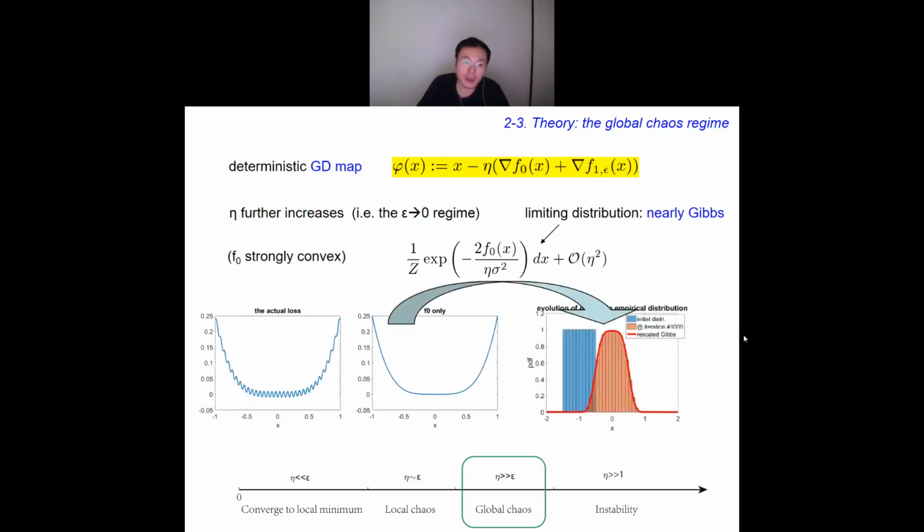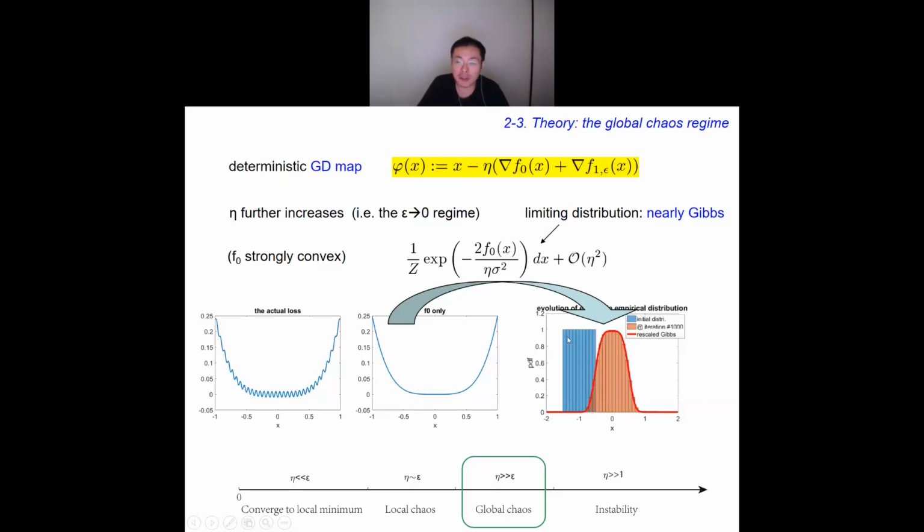Here is a toy illustration just to fix the idea. The actual loss function may look like this: a large scale potential polluted by microscopic ones. What you have in this limiting distribution is only F naught. You don't even see this F1, you don't see the micro scale. F0 looks like this, and therefore you will be sampling from the corresponding Gibbs distribution. This F0 gives you this red distribution.